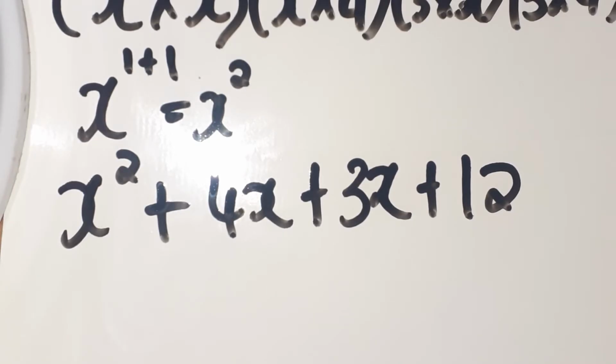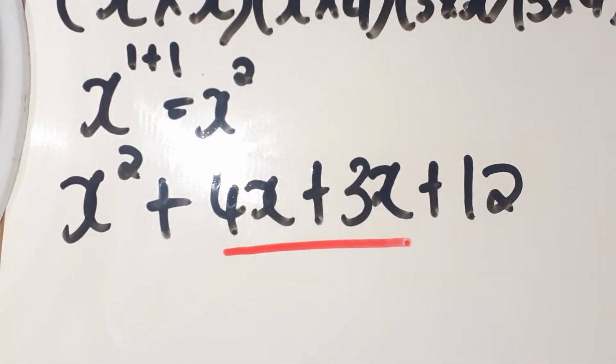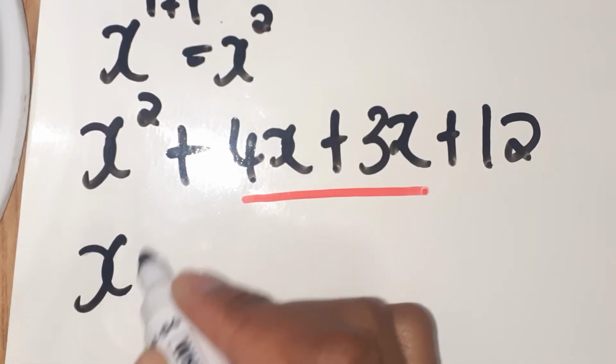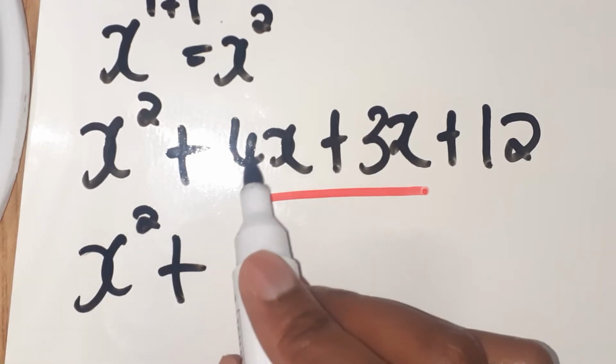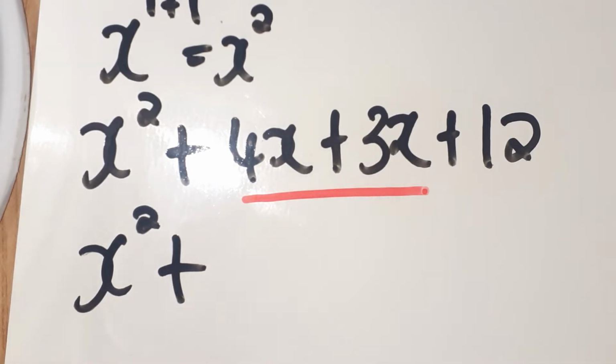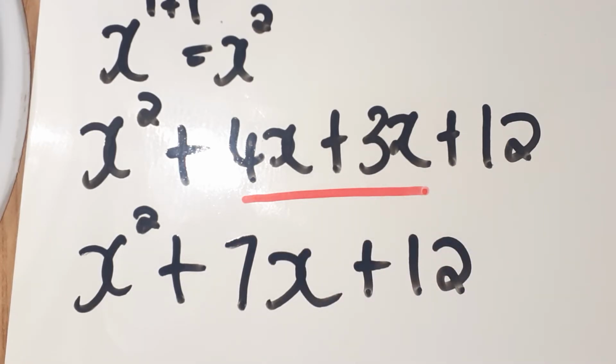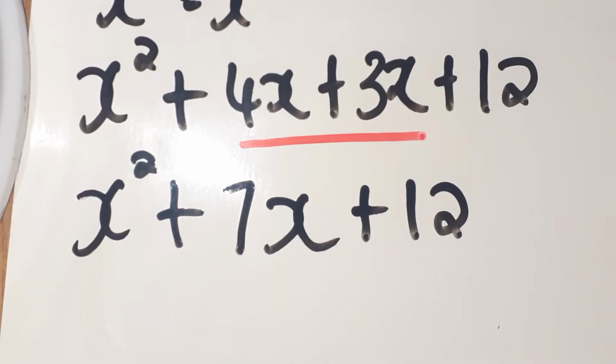Now, if you look at this, you will see that here you have like terms. So you're just going to bring together like terms and leave out those that are unlike terms. We don't add or subtract unlike terms, remember. So you will have x squared plus 4 plus 3, that's 7x, plus 12. So here we are, and this is what we call a quadratic equation. A quadratic equation is a binomial in grade 9.